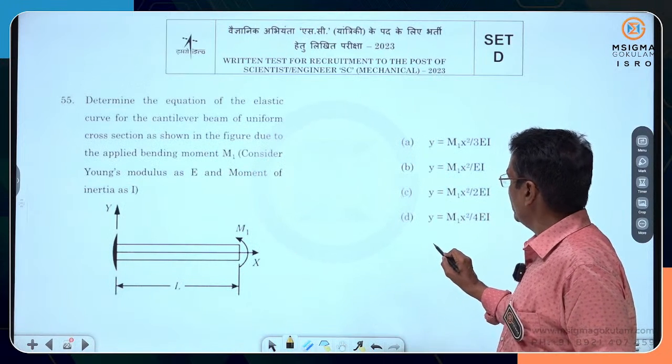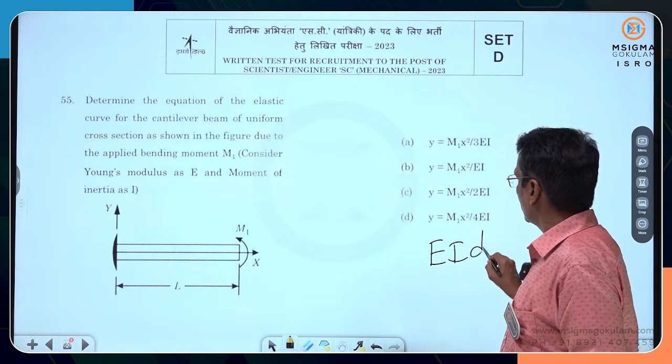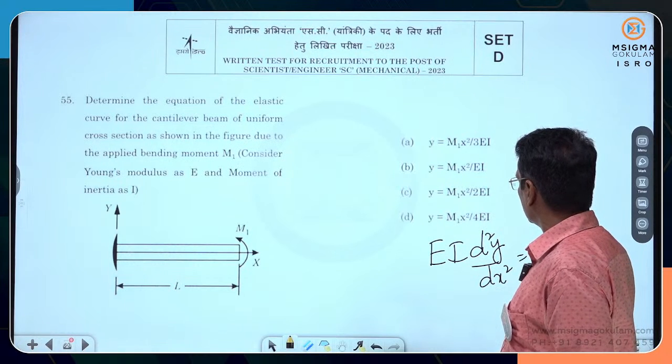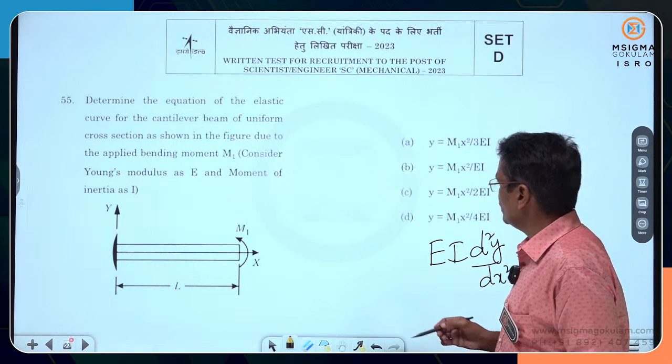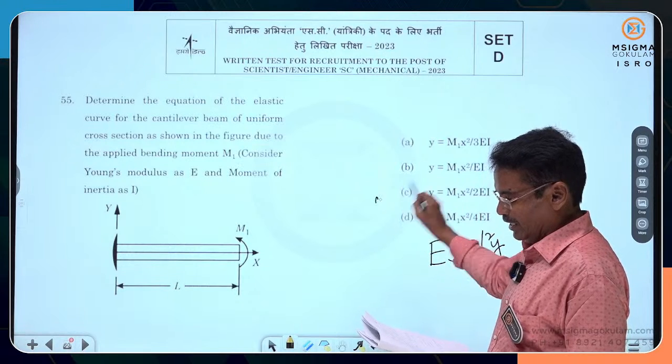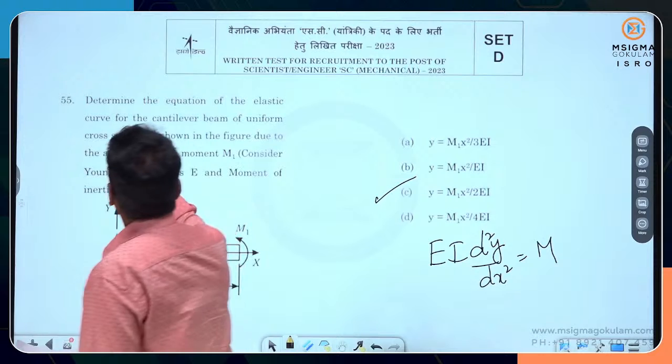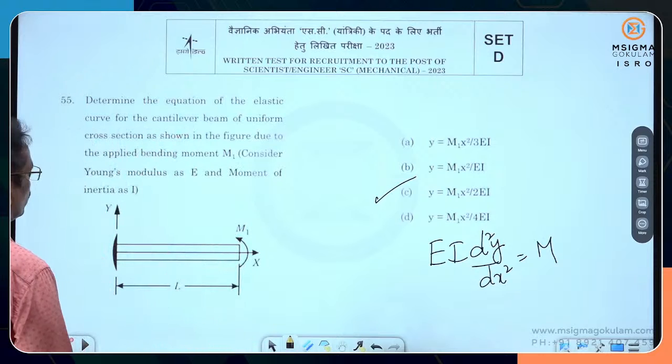Here, this could be calculated from EI into the slopes and deflections equation. This is the bending moment. From this answer we will be obtaining C. Equation of the elastic curve for the cantilever beam of uniform cross section.